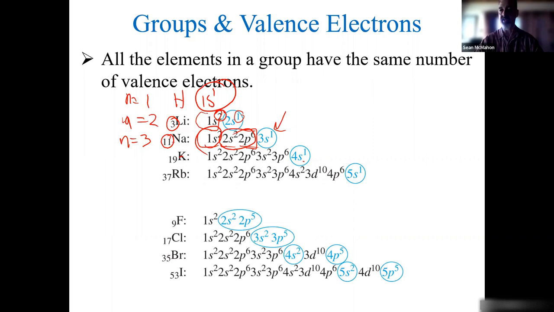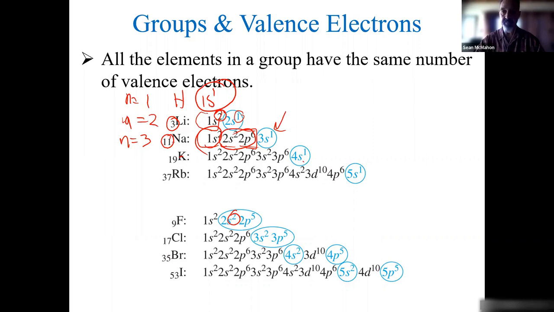Look at the halogens. Why are they all in group 7A? Because they have 7 valence electrons. Where are the 7 valence electrons? Well, if I go left to right, the first 2 go in the S block, and then the next 5 go into the P block or the P sublevel, and they're in the 5th position of that P sublevel.